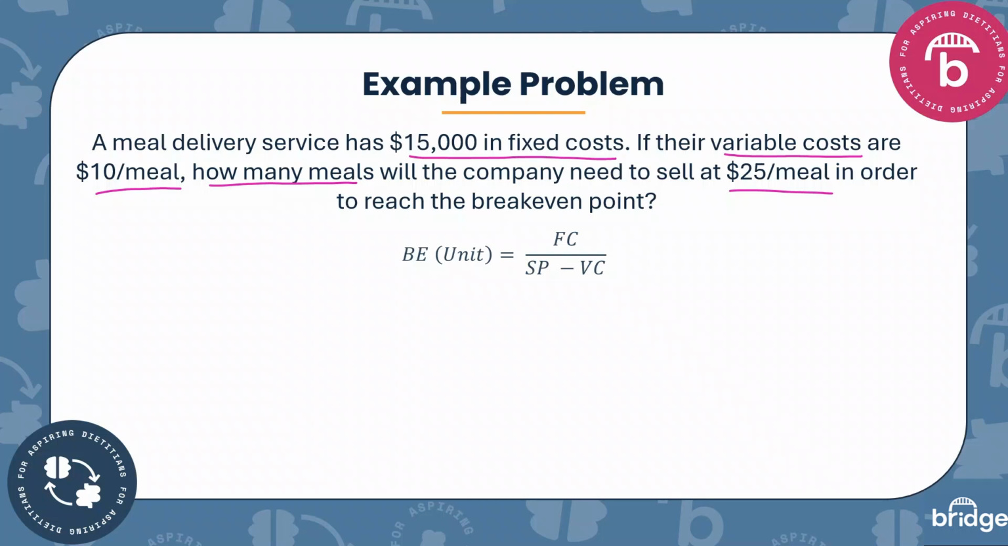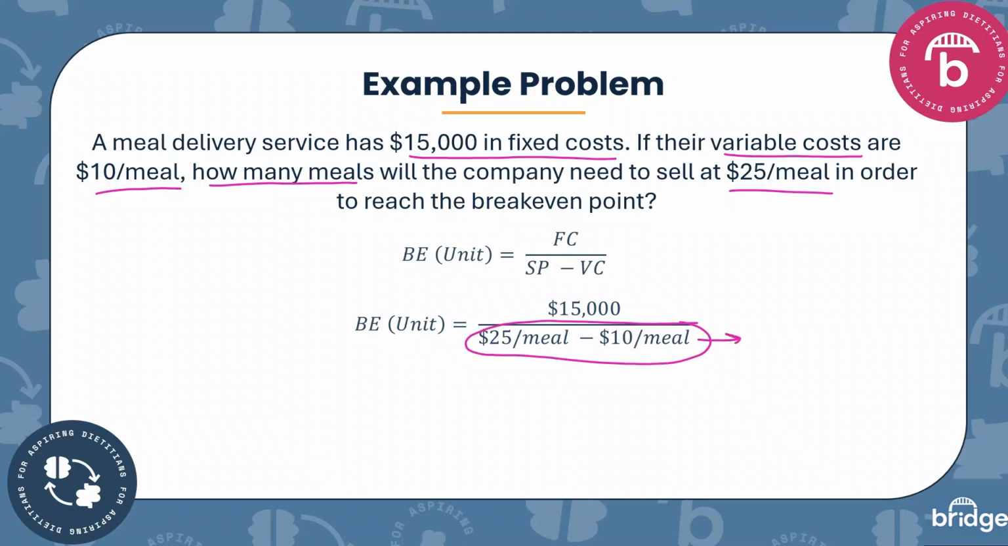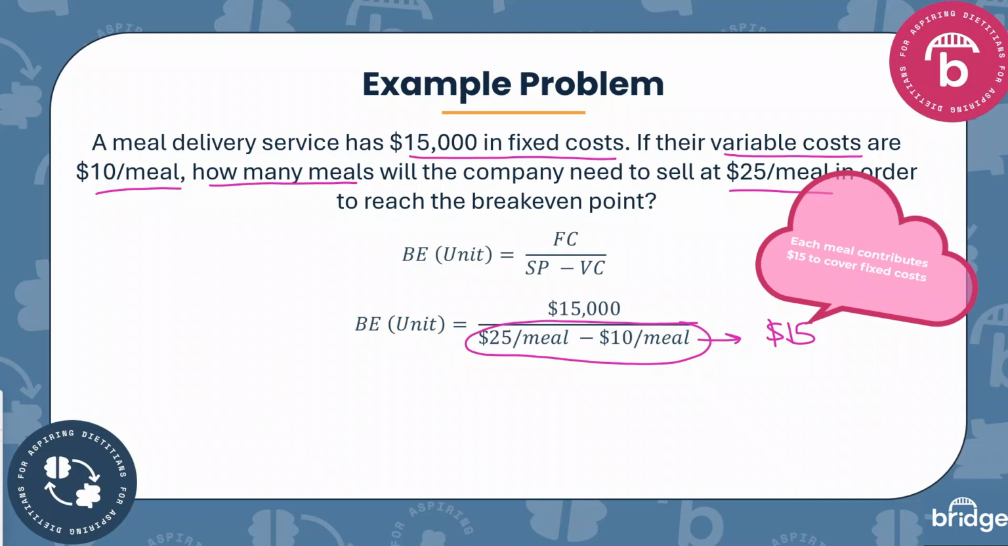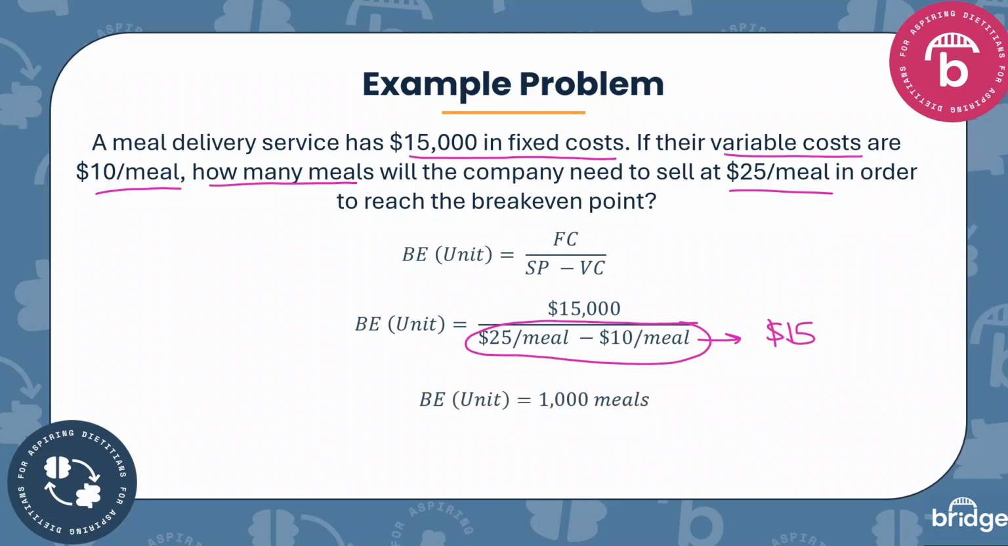So we're using this equation, fixed costs over selling price minus variable costs, to figure out the break-even amount in units sold. And these things are given to us in the problem. The fixed costs are $15,000, the selling price is $25 a meal, and the variable costs are $10 per meal. So this denominator comes out to be 15 because 25 minus 10 is $15. That $15 means each meal sold contributes $15 towards paying down the company's fixed costs. And $15,000 divided by $15 is $1,000.